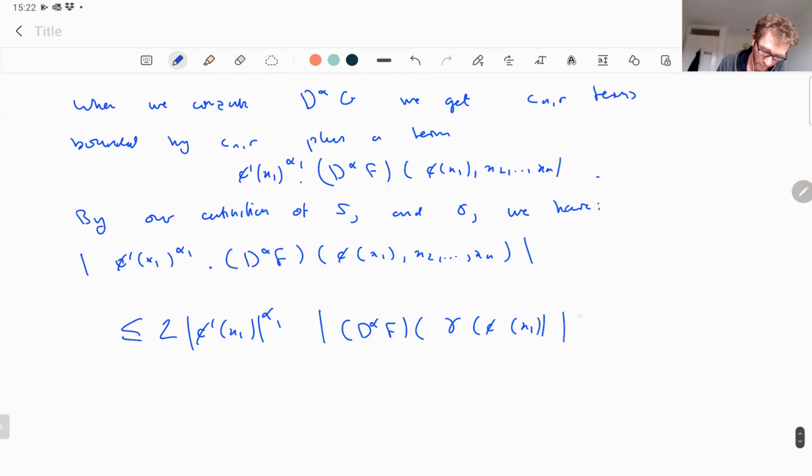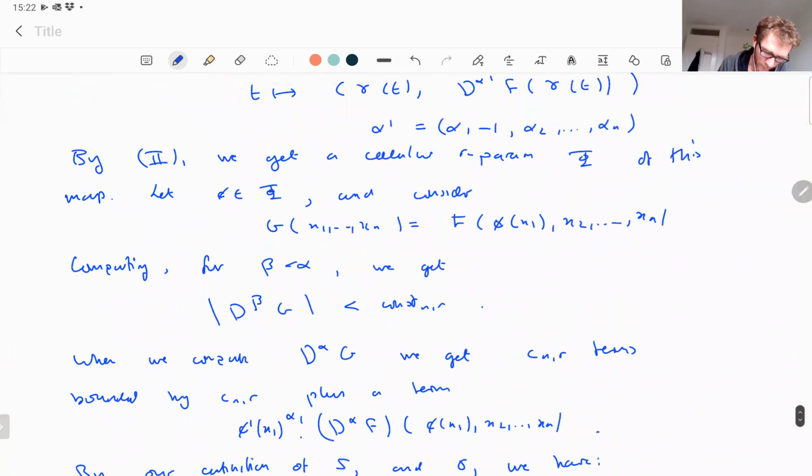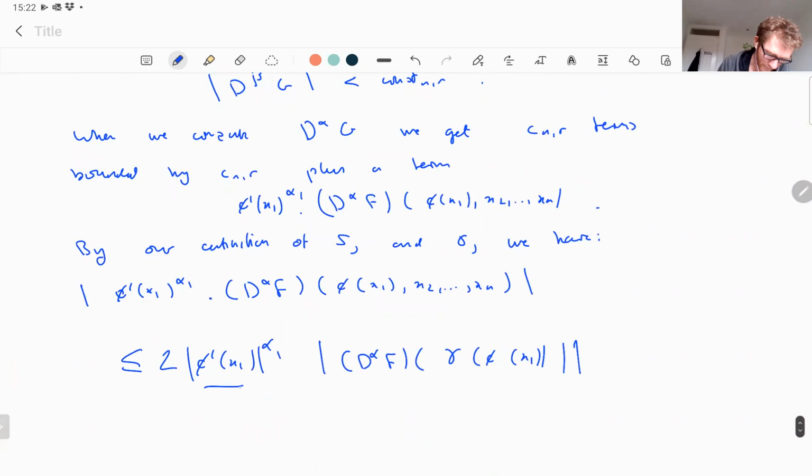And I get mods. And then this one here, so phi is part of a cellular reparameterization, so its derivatives are less than or equal to 1. And alpha 1 is at least 1. So this is less than or equal to C prime.